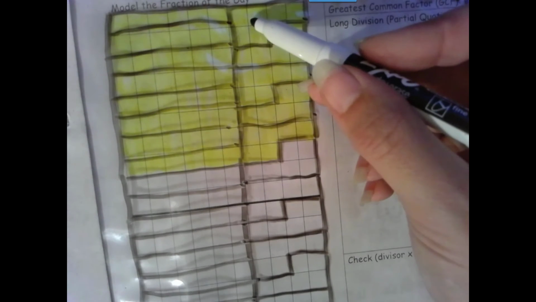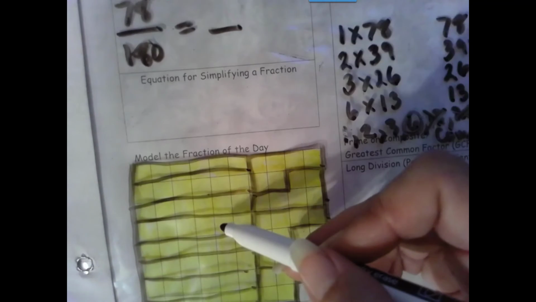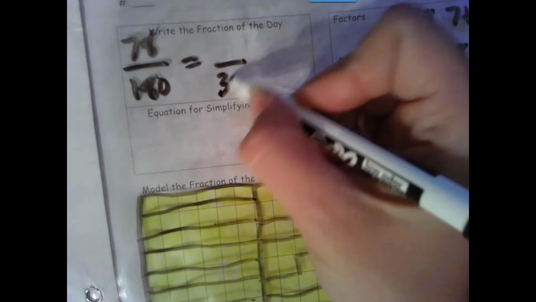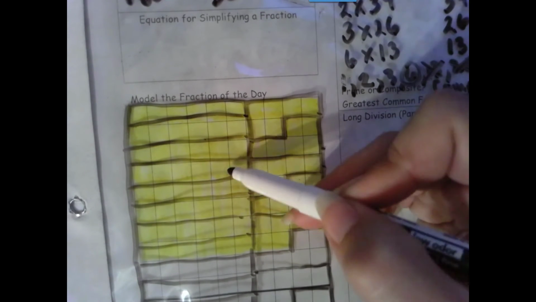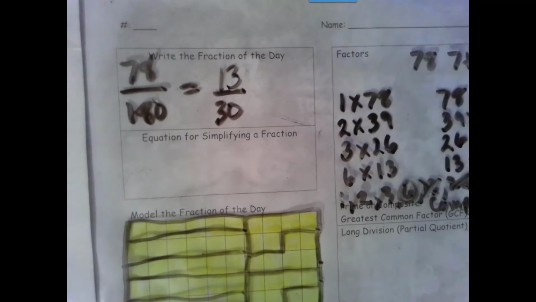Let's see, I have 1, 2, 3, 4, 5, 6, 7, 8, 9, 10, 11, 12, 13, 14, 15, 16, 17, 18, 19, 20, 21, 22, 23, 24, 25, 26, 27, 28, 29, 30 total groups of 6. And I have 1, 2, 3, 4, 5, 6, 7, 8, 9, 10, 11, 12, 13 shaded in.